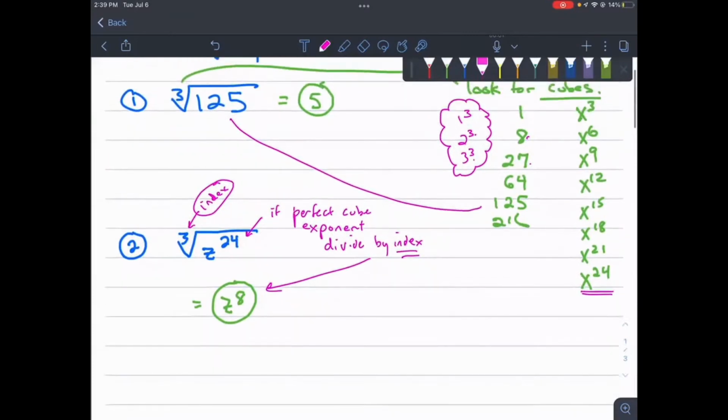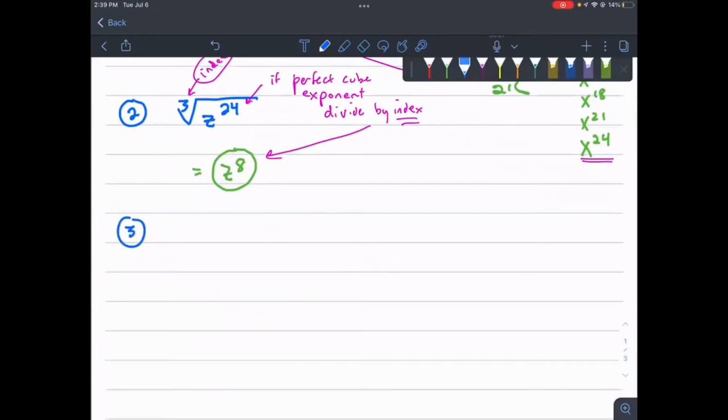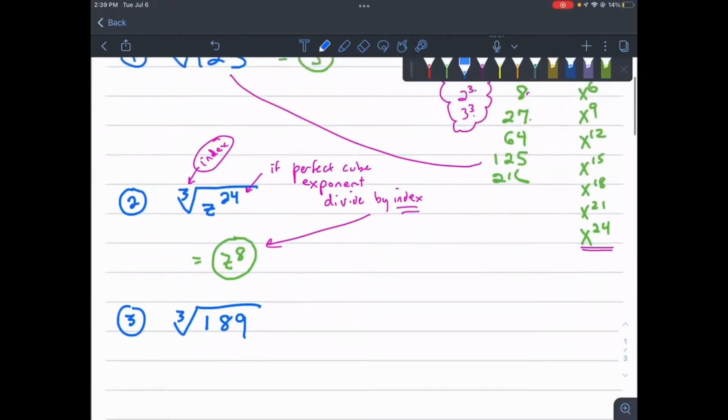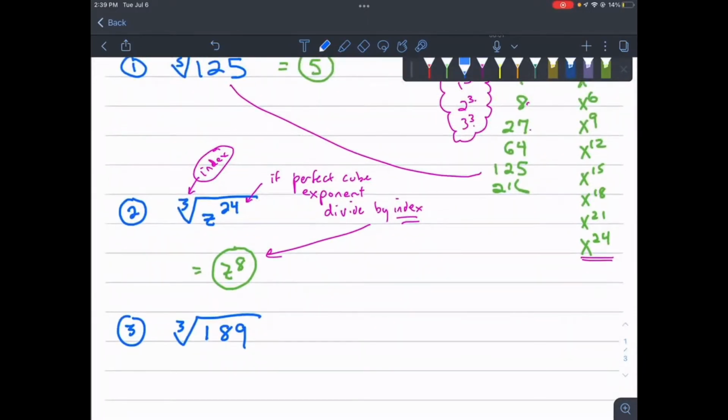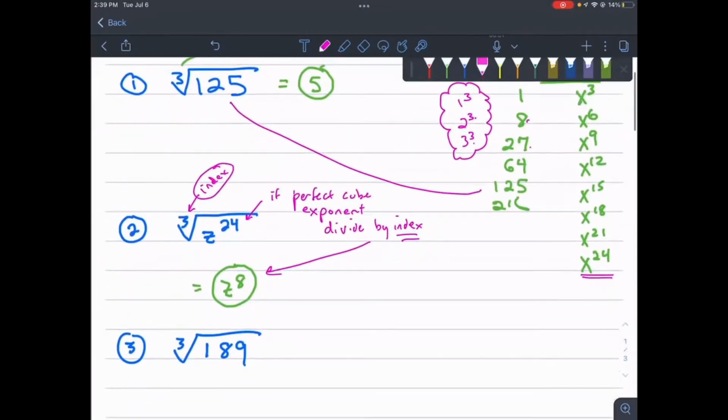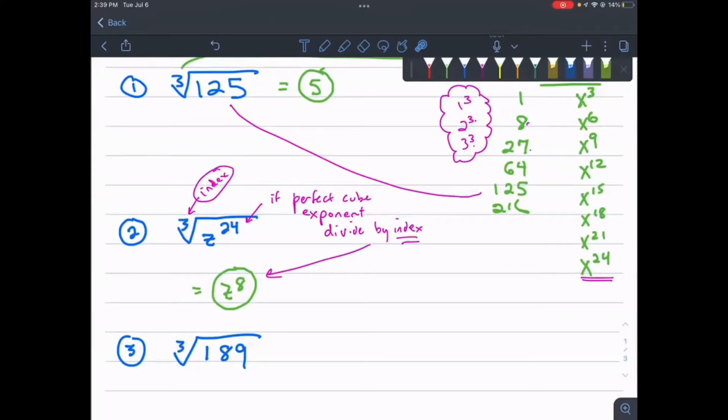In these first 2 examples, we've got numbers underneath the radical that are perfect cubes. If it's not a perfect cube, then we're going to rewrite it a bit, and we'll look at some examples like that. Number 3, cube root of 189. If we look at our cube list, we don't have 189 anywhere on that. So what you want to do instead is see if there are any cubes in 189.